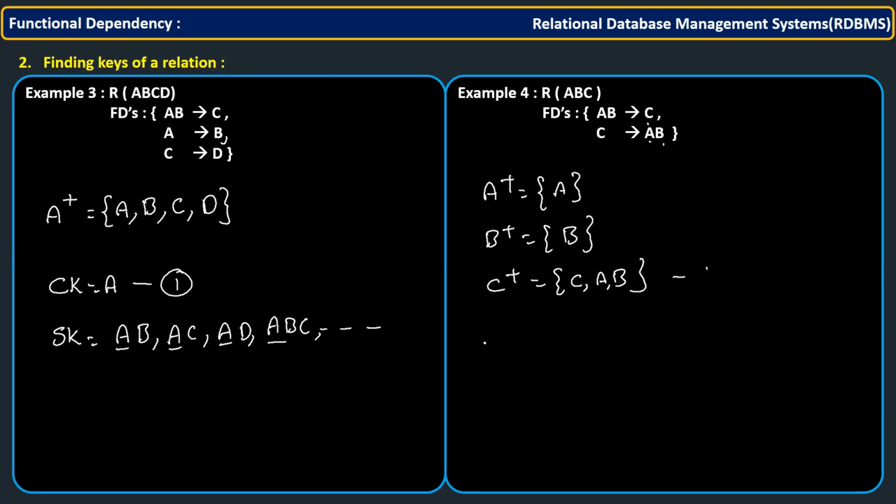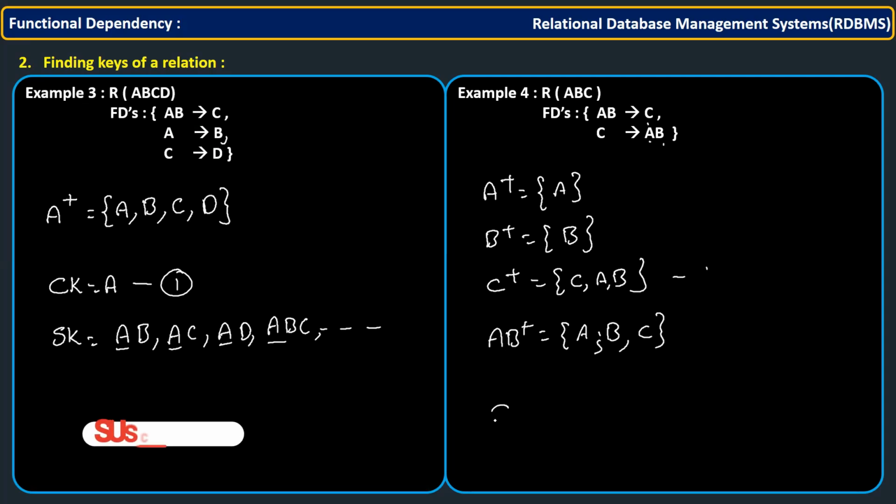Now let us see AB closure. A and B together derive C. So even AB closure is deriving all attributes, right? So this is another possible candidate key. So candidate keys are either C or AB. In this case, we have 2 candidate keys.